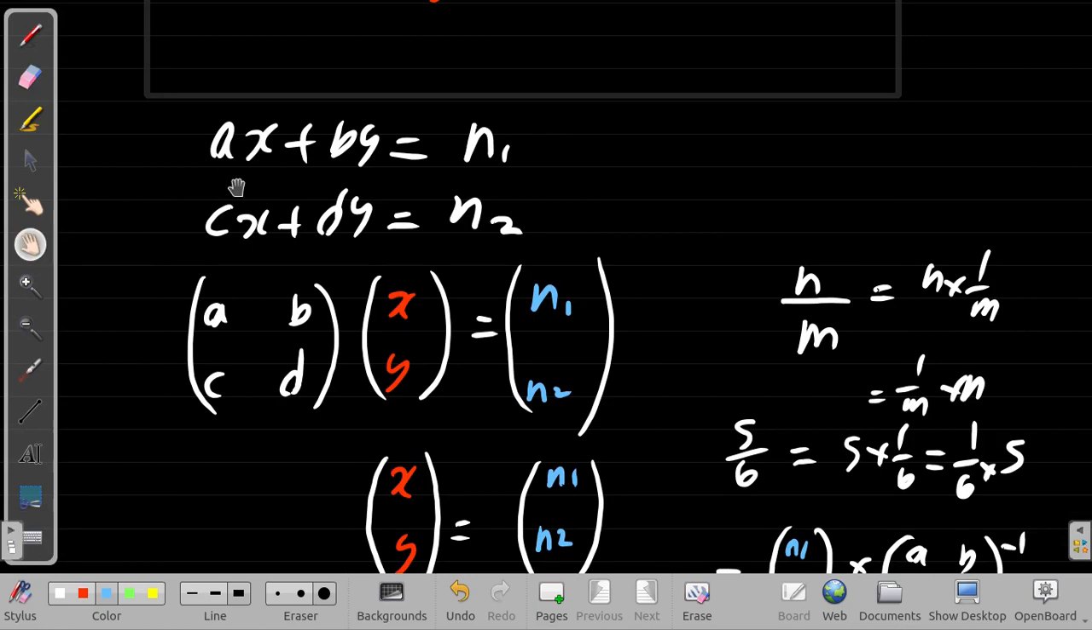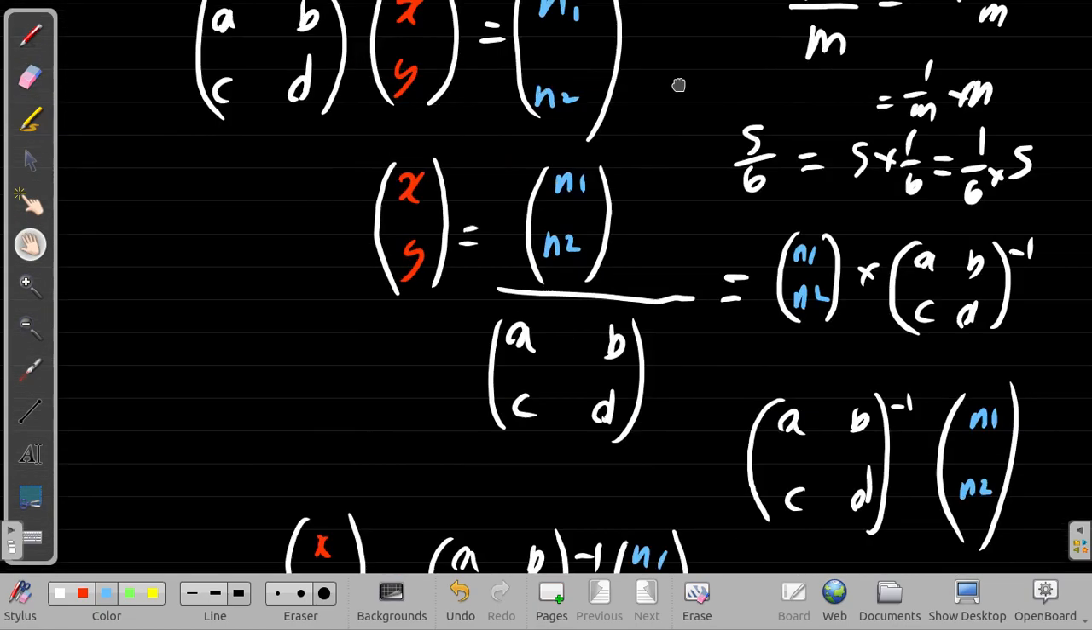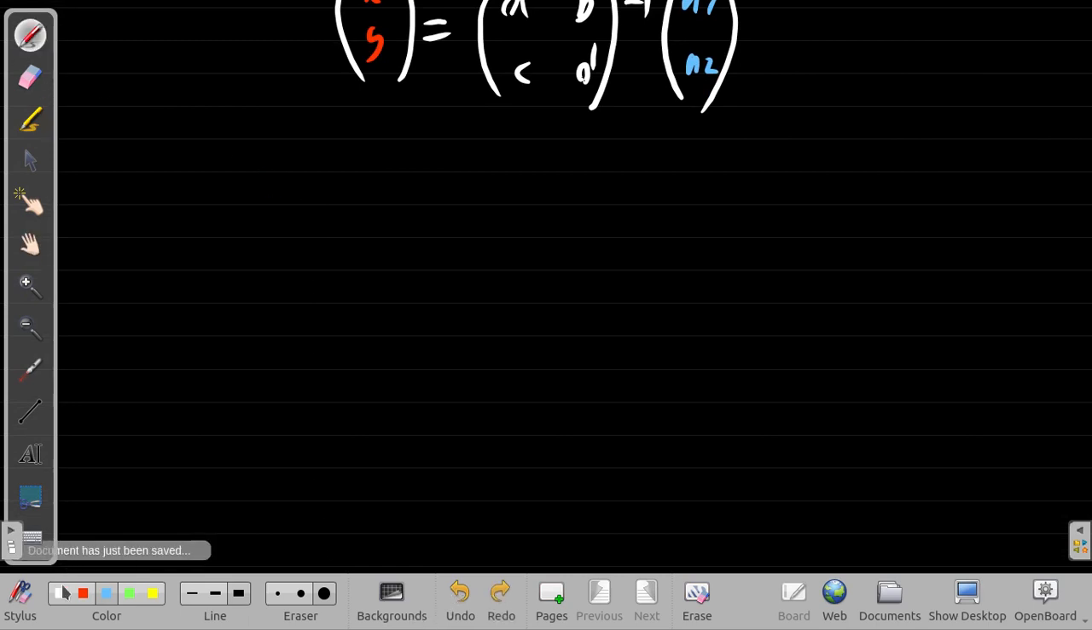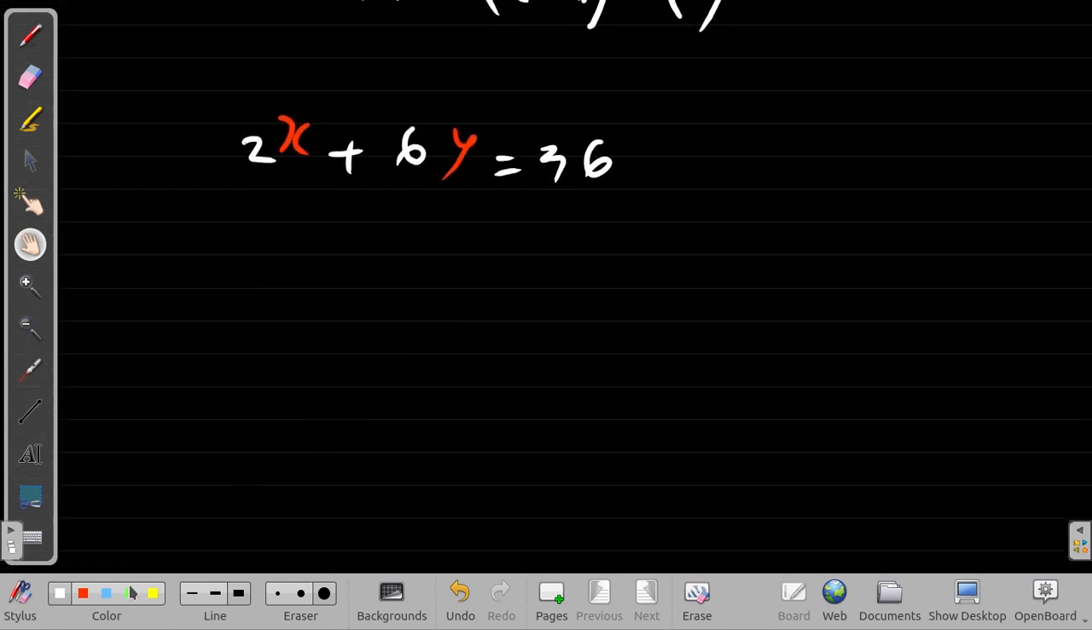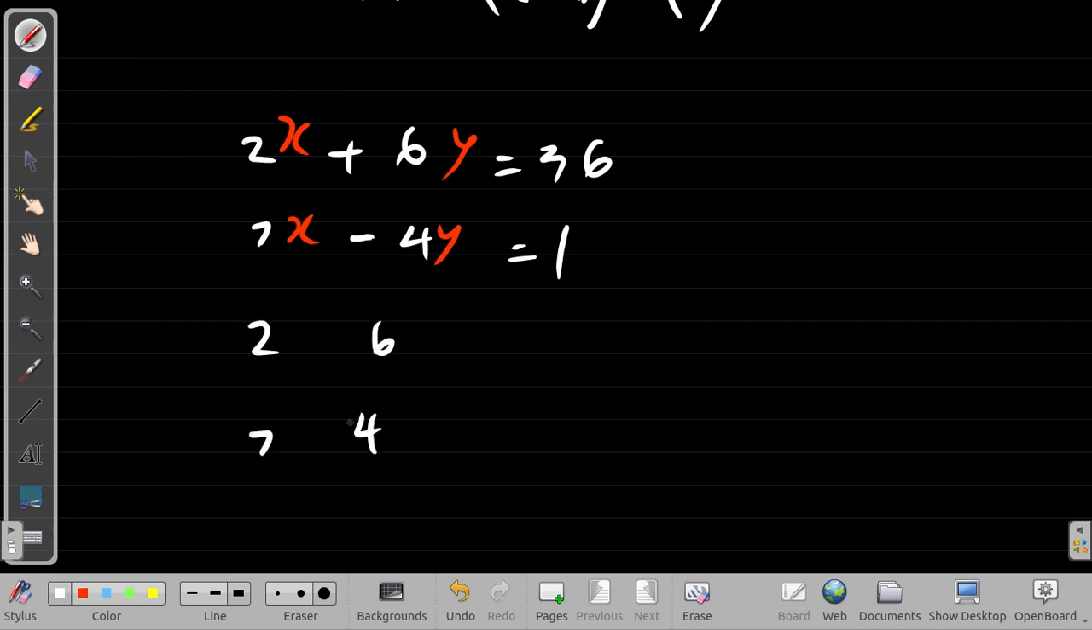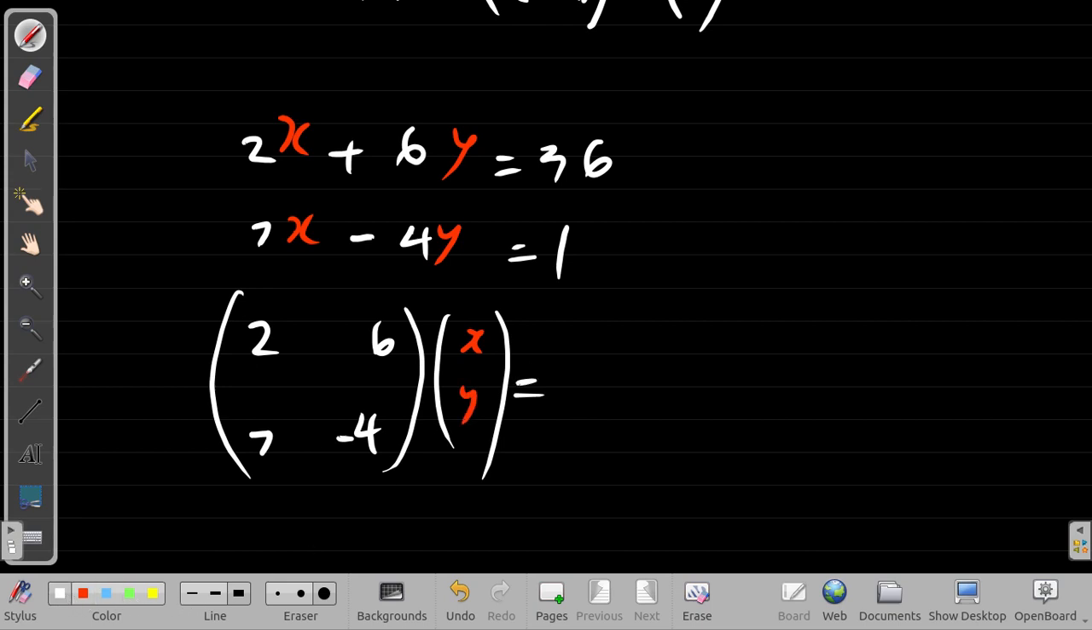Let's rewrite the equations. 2x plus 6y equals 36. What does the other one say? 7x minus 4y equal 1. Now, rewrite them in matrix form. We have 2, 6, 7, negative 4, times x, y, equal to 36, 1. Those are the three matrices you have. See that?